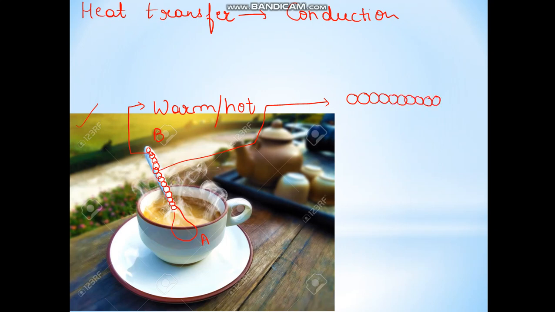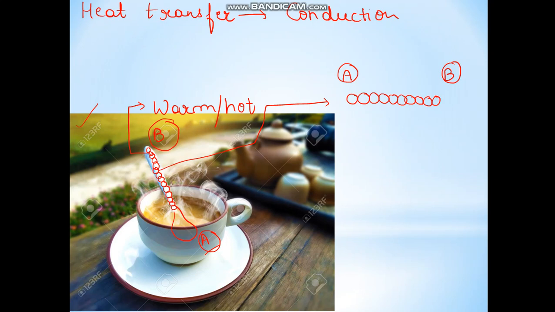Fine, right? So let us assume that this end of the teaspoon is end A, and this end, which is in direct contact with the heat, in direct contact with the hot tea, is end A. And this end, which is the handle of the steel spoon, is end B, right? So this is end A and end B. Now let us understand how conduction is actually taking place in this example.